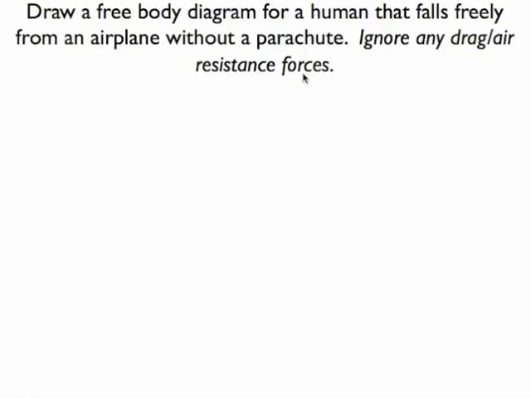So in this one, we want to draw a free body diagram for a human that is falling freely from an airplane without a parachute. Okay, so let's draw our dot for our human, and then he is falling with a force due to gravity. There is no drag force. Okay, they said ignore drag. That means there's no air friction force. We just have a force due to gravity. So this is our entire free body diagram for this human falling from an airplane.